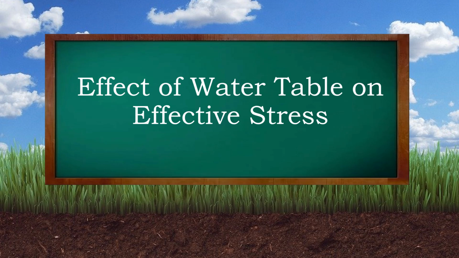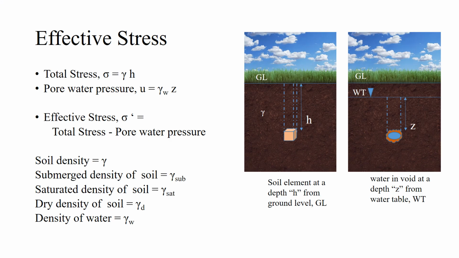Effect of water table on the effective stress. Let's consider a soil element at a depth h from the ground level and z from the water table. Then we obtain the total stress as gamma into h, where gamma is the density of soil. And we obtain the pore water pressure as gamma W into z, where gamma W is the density of water. The effective stress is obtained as total stress minus the pore water pressure.